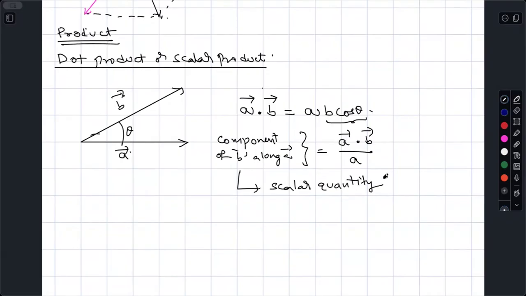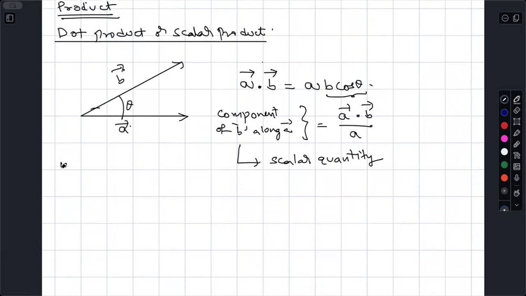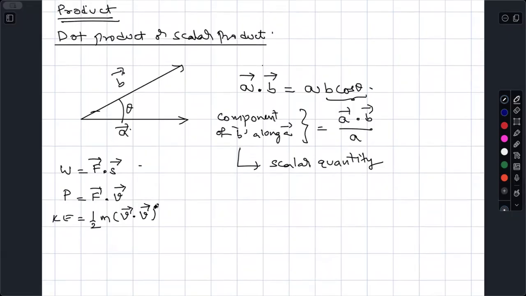This is how we will define a dot product. For example, work is defined as the dot product of force and displacement. Power is defined as the dot product of force and velocity. Kinetic energy is defined as half m v bar dot v bar. Likewise, we have some examples. Remember, all the outputs are scalar quantities only. It will have some number. It won't have direction. It can be positive, 0, or negative.